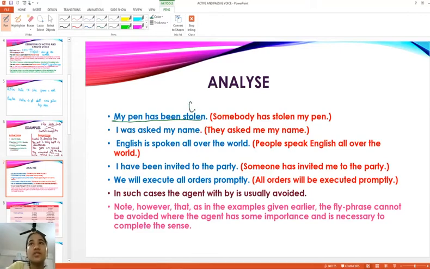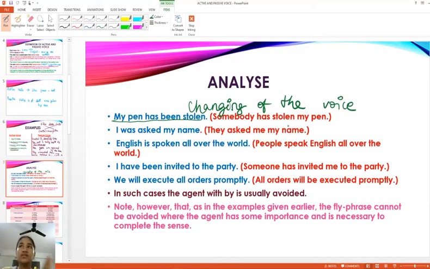Here you see the changing of voice. Write in the bracket the changed form of the voice, whether it's passive to active or active to passive. In such cases, the agent with the "by" is usually avoided. Actually we are changing the voice. By whom the action was done, the doer of the action, is avoided.